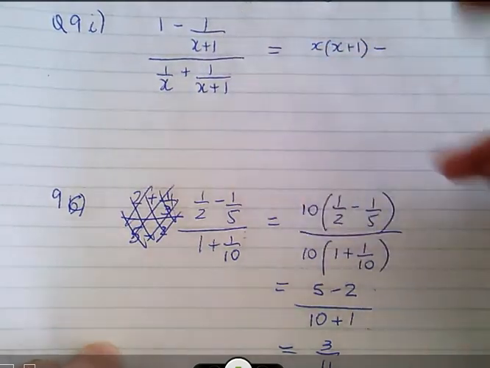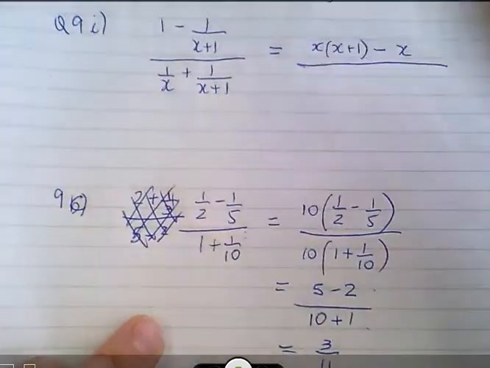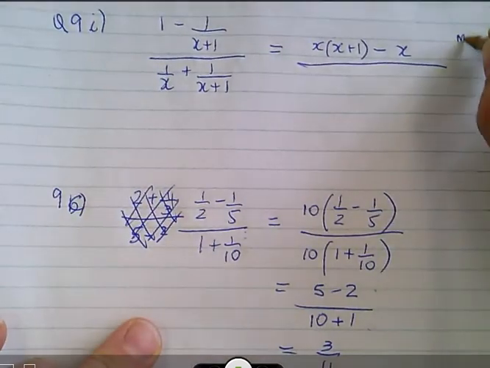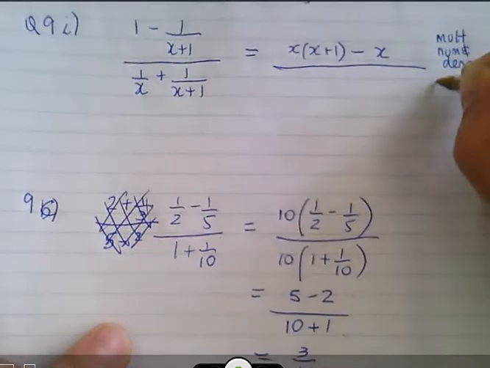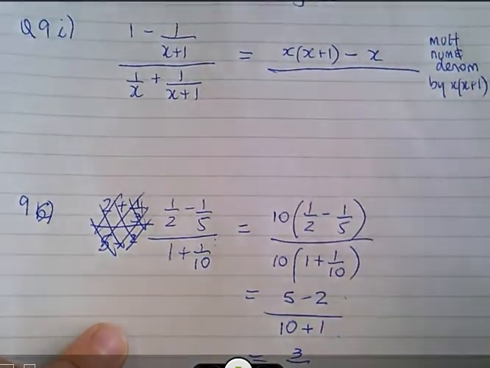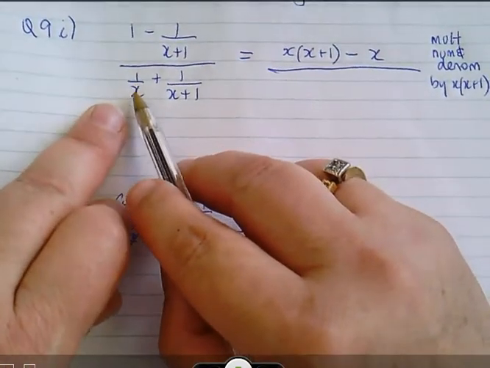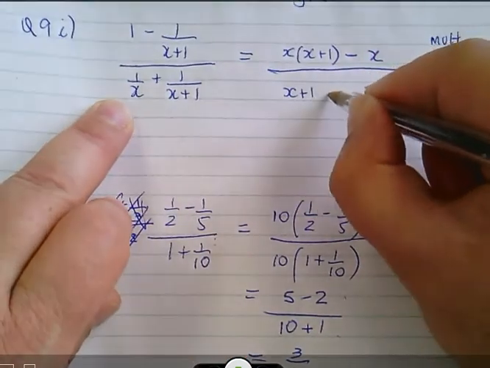The x plus 1's cancel, I get x over, multiply this by, so I'm just going to put here that I multiplied numerator and denominator by x(x + 1). That's what I did, alright? If I multiply this by x(x + 1), don't I just get left with the x plus 1?